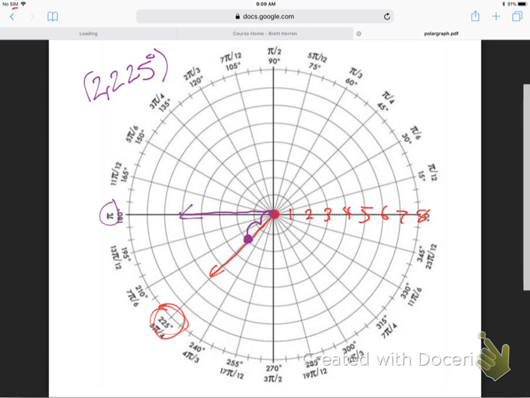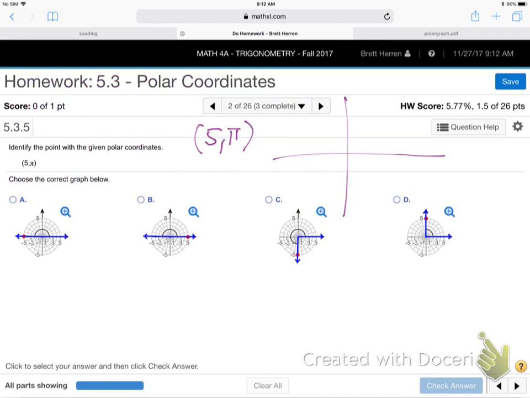And was it 5? Go 1, 2, 3, 4, 5. Yeah, right there. There it is. There's the point, 5, pi. It's this dot right there. Face the direction pi and go 5. We good? So, is it A? A it is. We good with that? Questions I can answer?